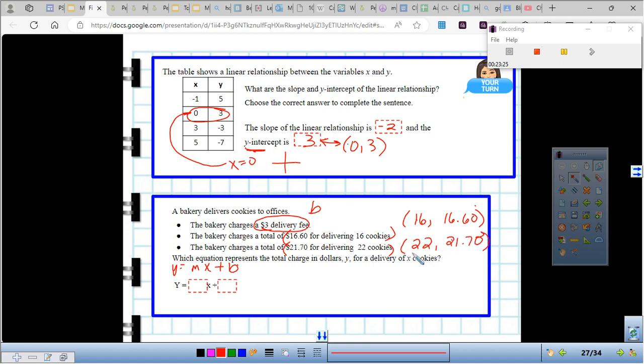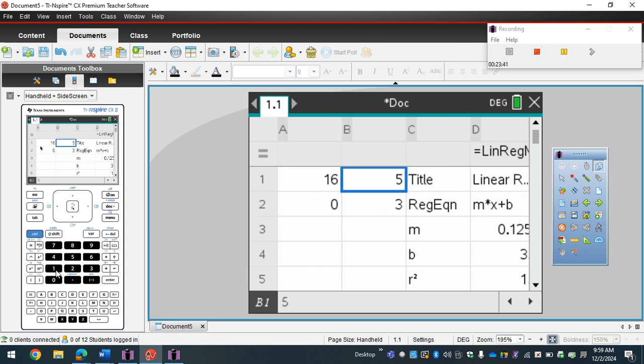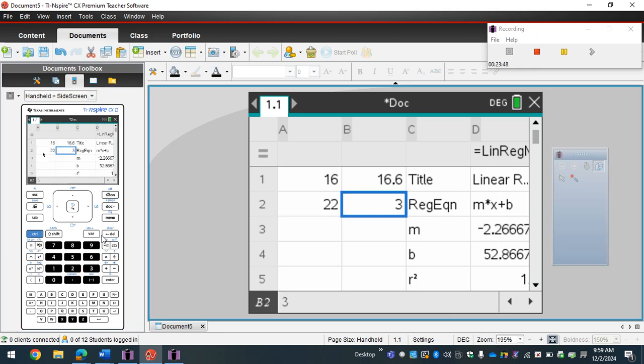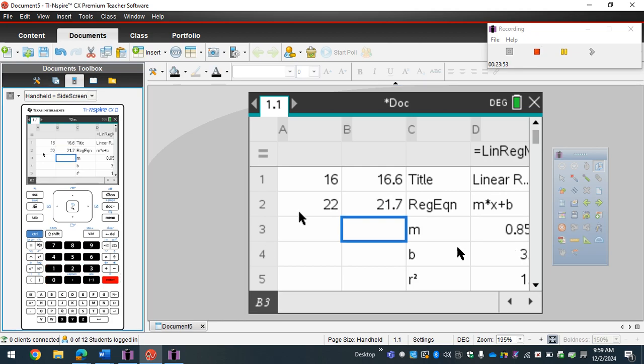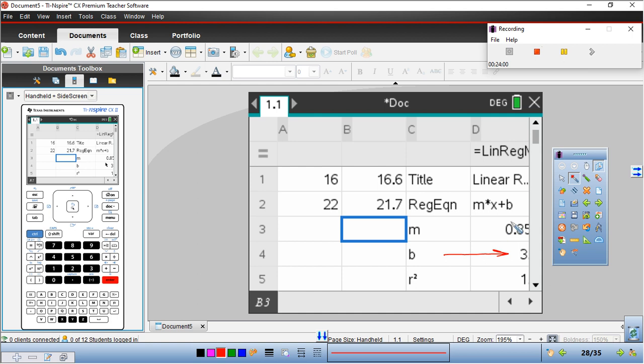So I'm going to do this in spreadsheets again. Those are my 2 coordinates. And there is a delivery fee over here, but it's already included. Okay, so let's go ahead and work on this. 16 and 60, so I'm going to go with 16, 60, and then 22 cookies for, I believe, 21.70. Oh look, there's your delivery fee one time at 3. You can see right here. And then each one is 85 cents. So how do you get each one of 85 cents? Remember I told you the slope is how it changes, and it's going to be for every.